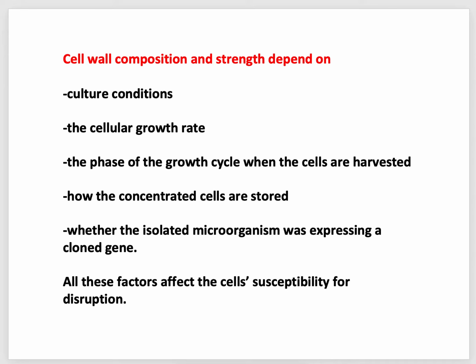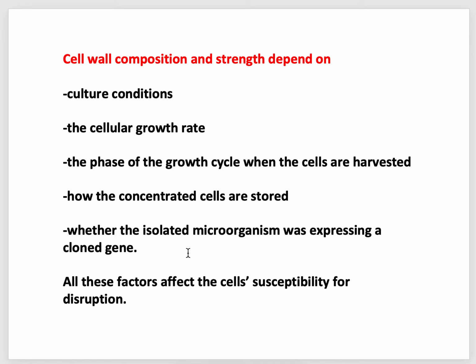Okay, so the strength and the composition of the cell wall depend on several factors such as the culture conditions, the cellular growth rate, and the phase of the growth cycle when the cells are harvested. What this means is that the cell wall strength of exponential growth phase cells and stationary phase cells is different. Okay, then how the concentrated cells are stored, because storing has some effects. Okay, whether the isolated microorganism was expressing a cloned gene, because we already learned this, right?